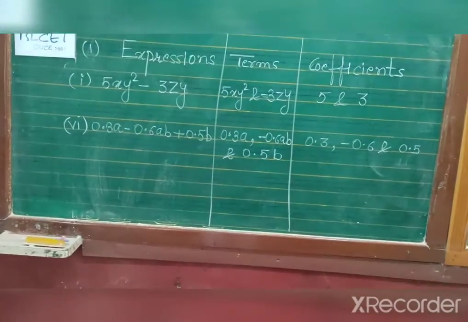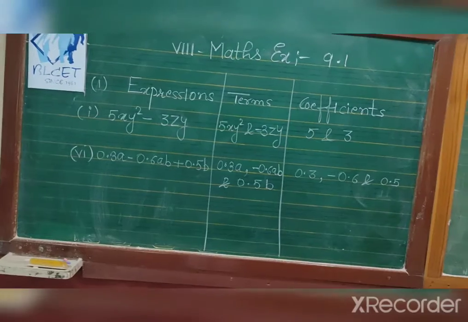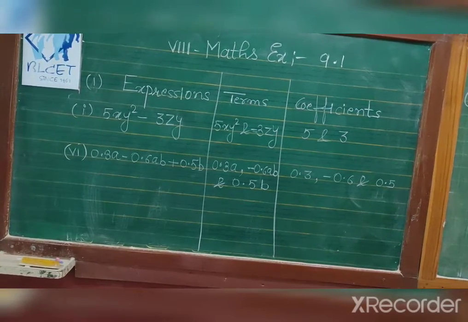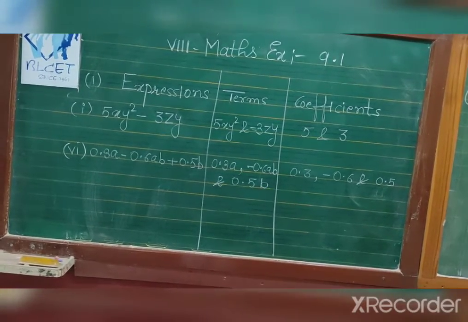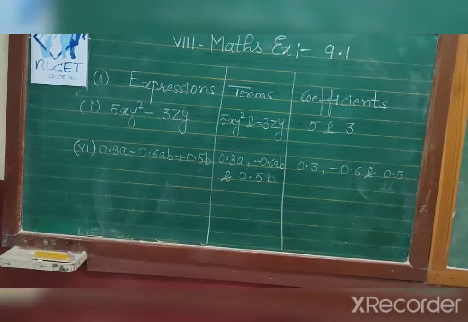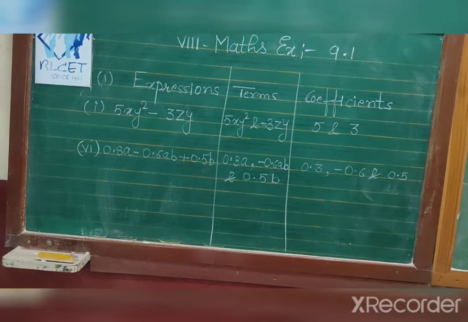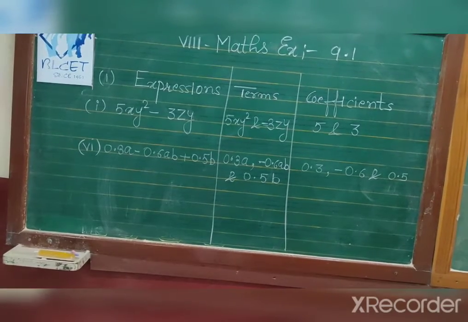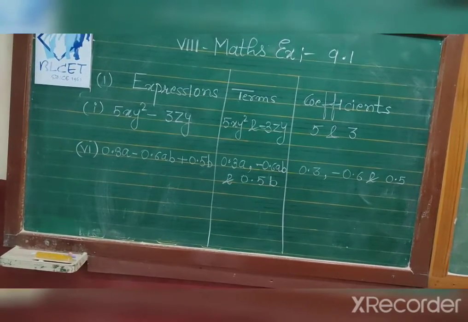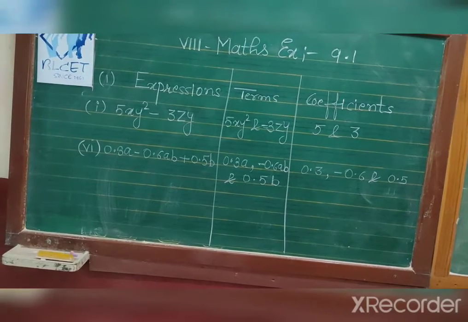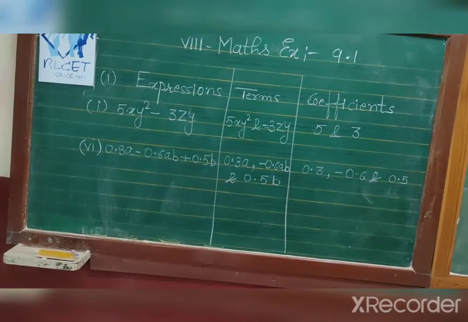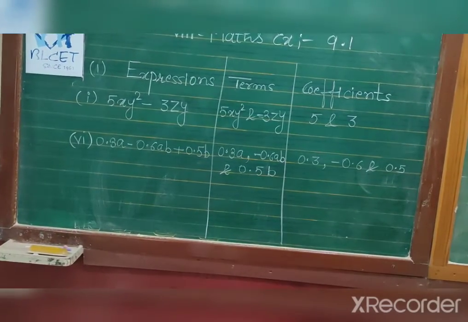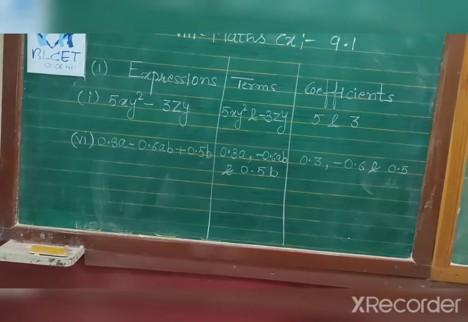Okay, and in the sixth sub-question, 0.3a minus 0.6ab plus 0.5b. This is a trinomial, and the terms are 0.3a, minus 0.6ab and 0.5b. Coefficients are 0.3, minus 0.6 and 0.5. Okay, so in the same way you can find the terms and coefficients of other expressions.